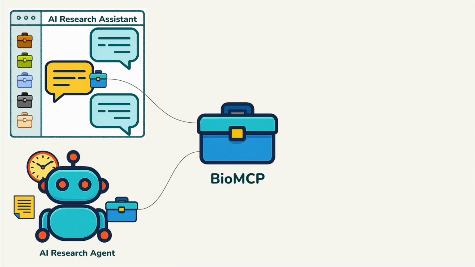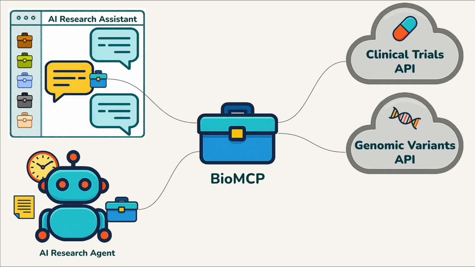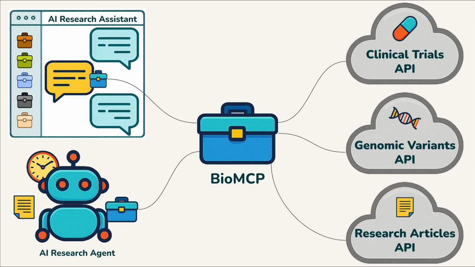It's a set of tools that let those assistants and agents access clinical trials through the clinicaltrials.gov API, genomic variants through the myvariant.info API, and research articles, abstracts, and full text from PubMed.